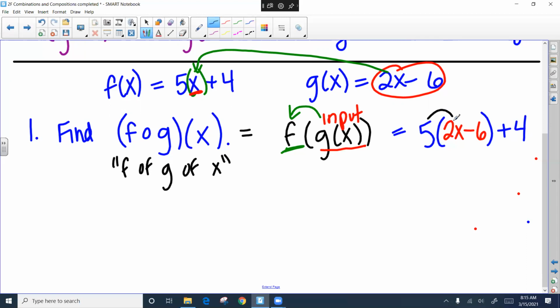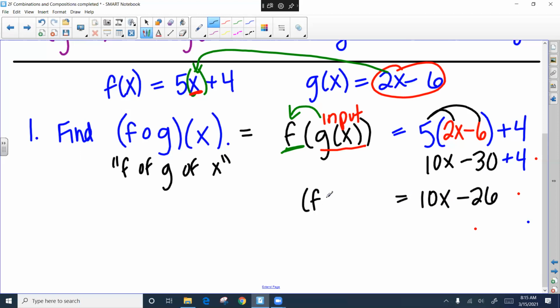So to simplify this, I would just distribute. So we would have 10x minus 30, but then don't forget we still have that plus 4. So then I can combine those numbers. So we end up with 10x minus 26. Okay, so this is our new function f of g of x. That's the notation we use. So this notation is open circle. Remember, it's not multiplying, it's plugging one function into the other. So we plugged g of x into function f in this case.